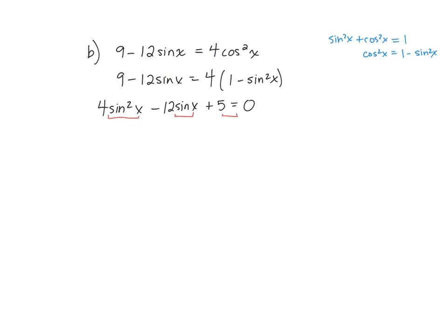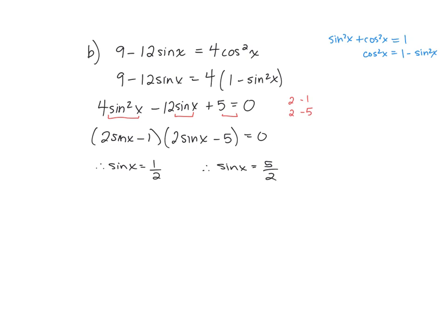Okay, so I've had some time to factor this. I need a negative 12, so my numbers add up to a negative 12, so I have my 2 sine x minus 1 times 2 sine x minus 5 is equal to 0. Therefore, sine x equals a half, or therefore sine x equals 5 halves.